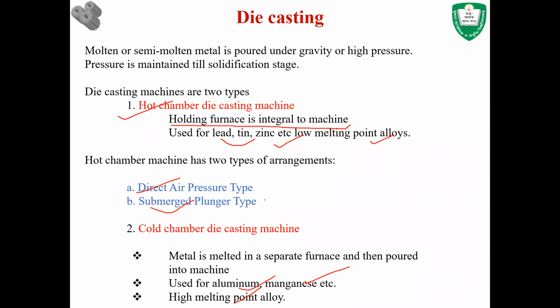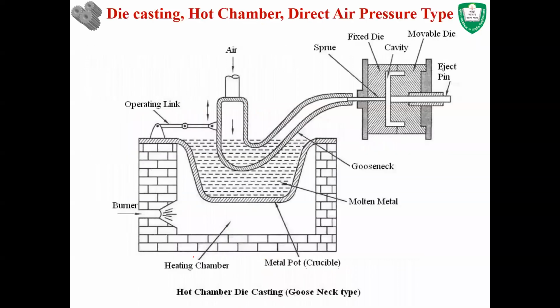Sorry, I had a call. Anyway, for the cold chamber die casting machine, the metal is melted in a separate furnace, and we can cast almost any kind of material on the cold chamber die casting machine to produce our desired products.